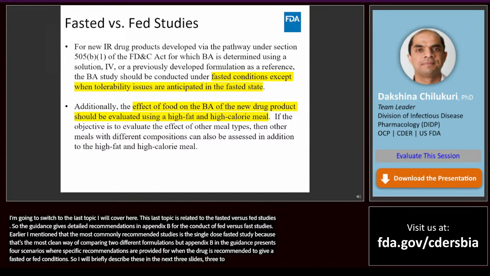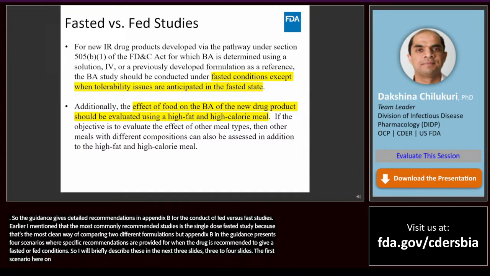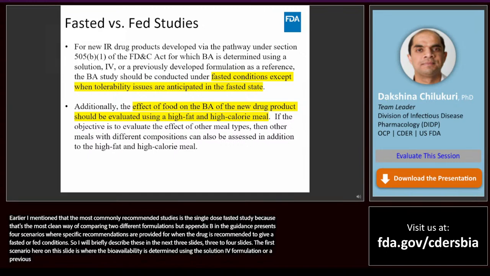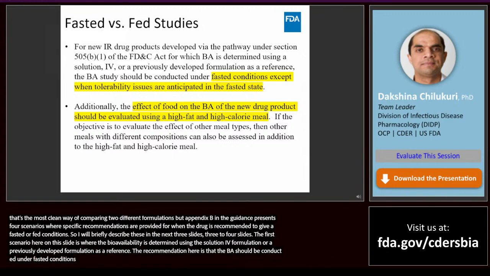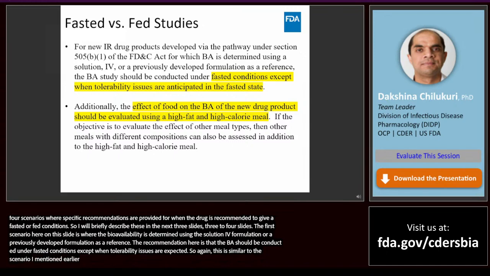The first scenario here on this slide is for NDAs, where the bioavailability is determined using a solution, IV formulation, or a previously developed formulation as a reference. And the recommendation here is that the BA should be conducted under fasted conditions, except when tolerability issues are expected. So again, this is similar to the scenario I mentioned earlier in this presentation. So the recommendation here is for a fasted study, unless tolerability issues are anticipated.